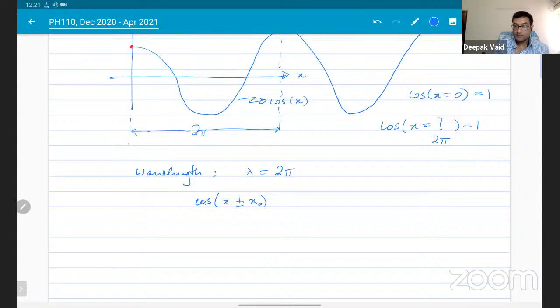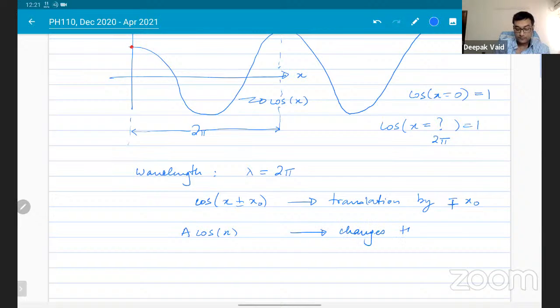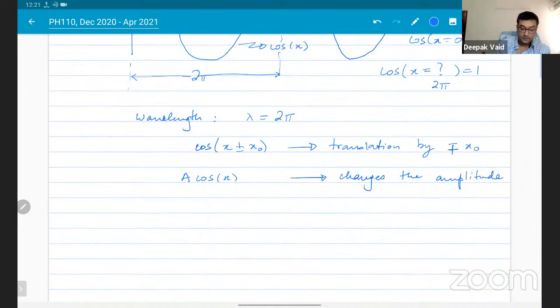If I add or subtract some parameter, what will this do? This will just shift the wave, right? So this is a translation by x naught. If you put plus, that means you're translating backwards. If you put minus, that means you're translating forwards. That's why this is plus minus and this is minus plus. If I multiply by some parameter, this only changes the amplitude.